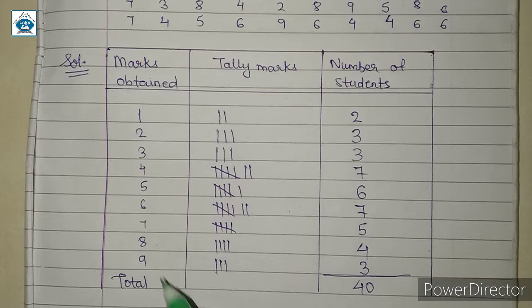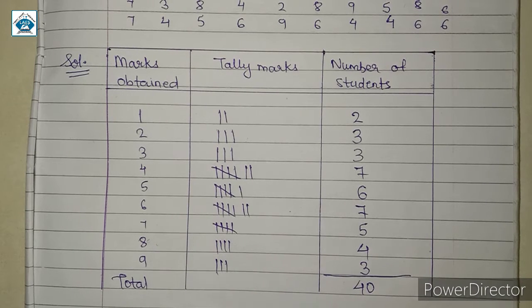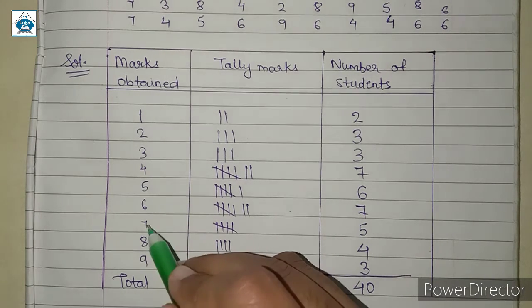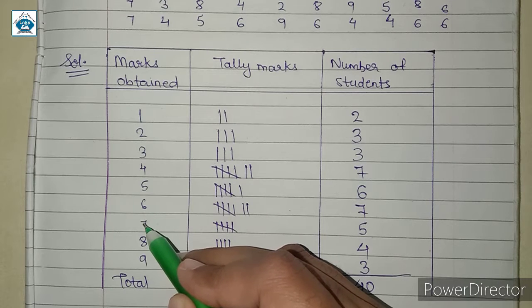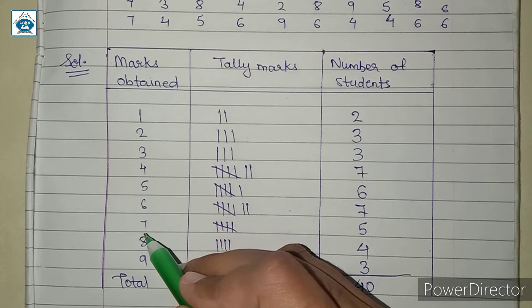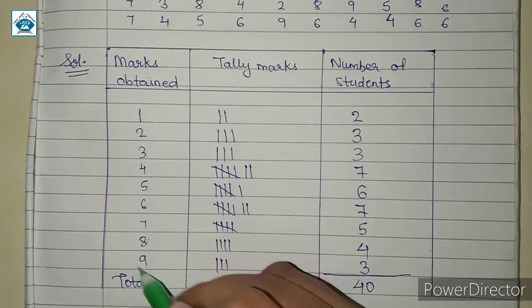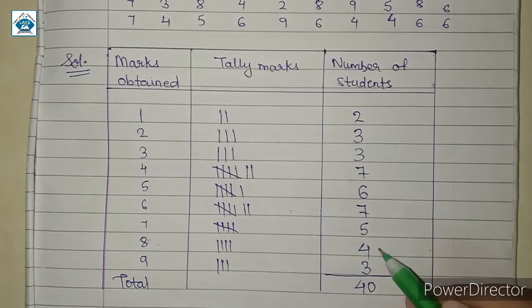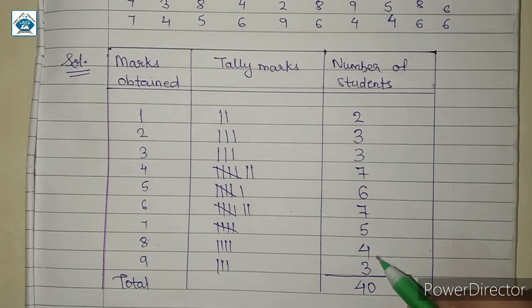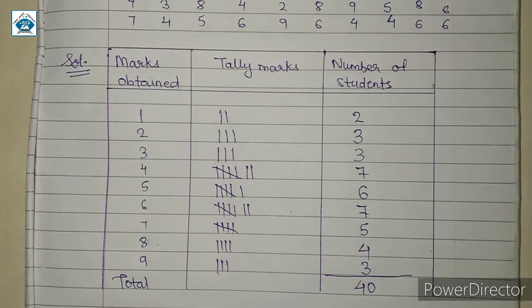More than 7 is given, that's why we also included 8 and 9. Equal to 7 includes 7. More than 7 means greater than 7. So 8 and 9. So we will be adding 5, 4 and 3. So 5 plus 4 plus 3 is equal to 12. So 12 students obtained marks equal to or more than 7.